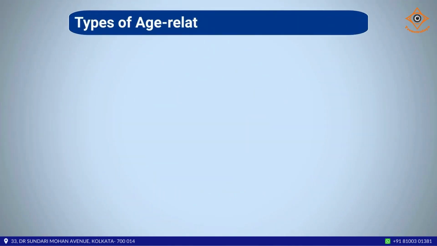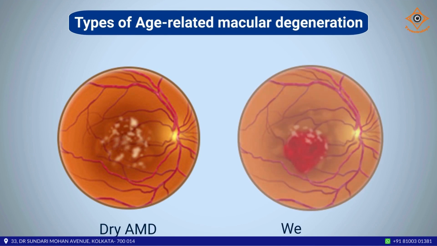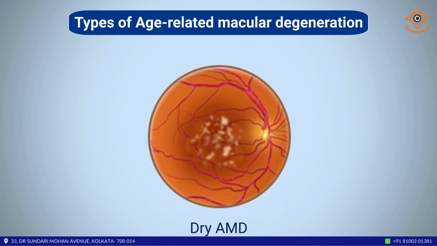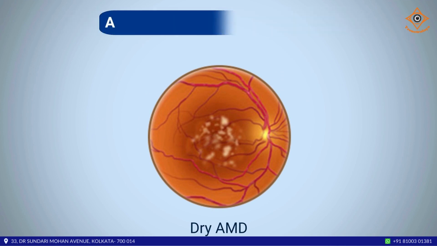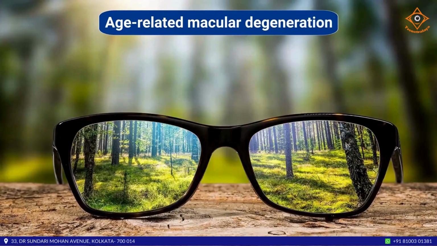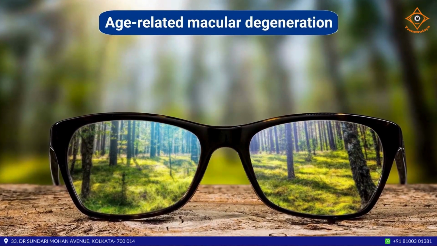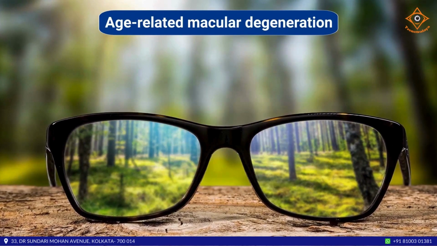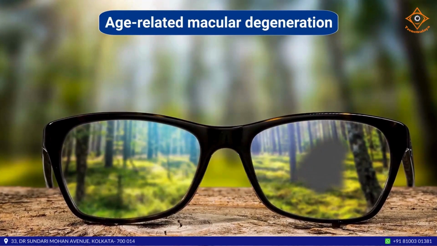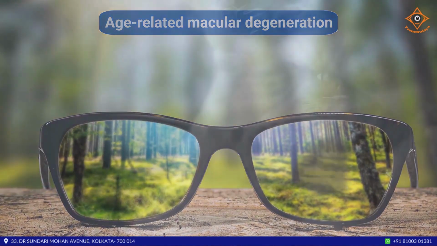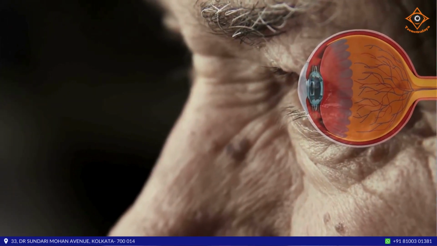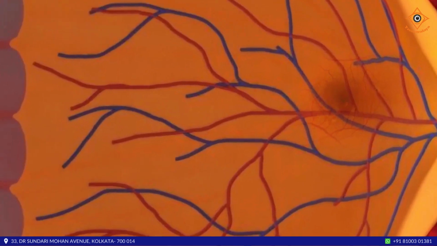There are two types of age-related macular degeneration, that is, dry AMD and wet AMD. Most AMD starts as the dry type, and in 10 to 20% of individuals, it progresses to the wet type. Age-related macular degeneration is always bilateral, that is, occurs in both eyes, but does not necessarily progress at the same pace in both eyes. Retina is the lining of the eye which responds to light.